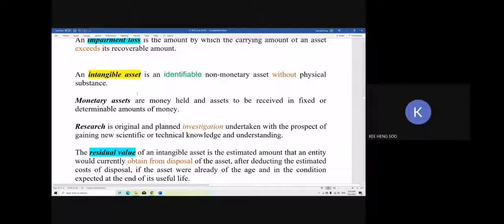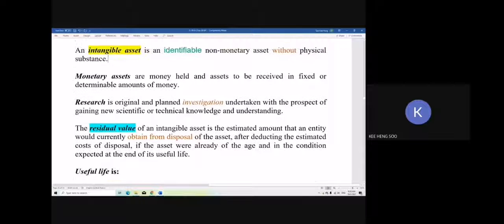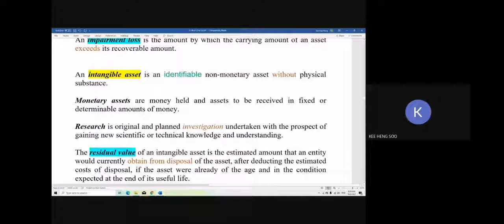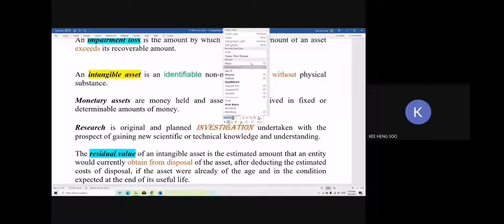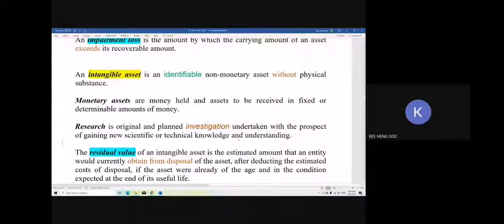Last week I think I already started on research. Research is an investigation, which means a study on a certain issue or certain topics. What topics do we study? Scientific knowledge. For example, I want to study the bacteria at the end of the shop lot.